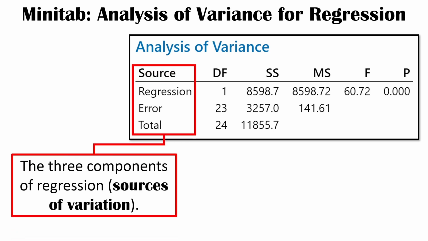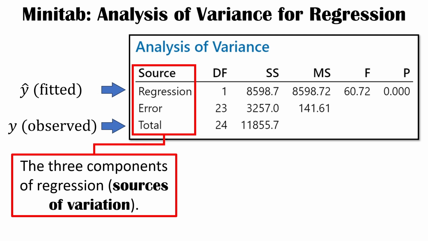So what do we see here? Source represents sources of variation. We have three sources of variation that correspond to the three components of our regression analysis, the same three components we just mentioned. We have the total variation in the observations, the y values, we have variation in the fitted values, and we have variation in the residuals.